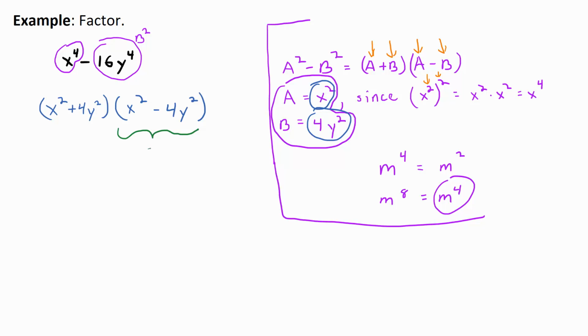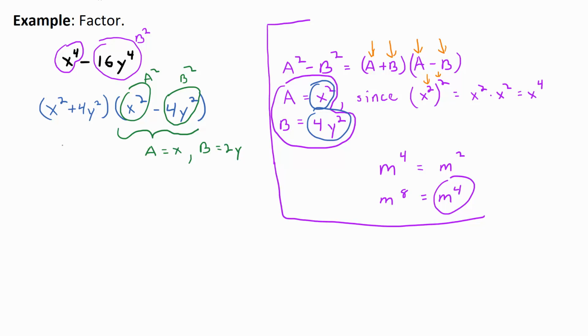In this case, a is going to be, what do we square to get the guy in front? Oh, we square x. So a squared is x squared. That means a is x. And b squared is 4y squared. So what do we square to get 4y squared? Well, that's going to just be 2y. And then we're going to apply the formula all over again, a plus b, a minus b, on this second factor here.